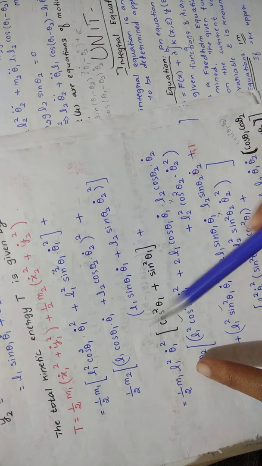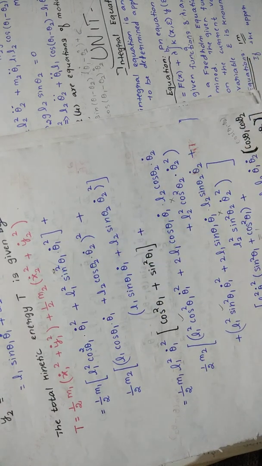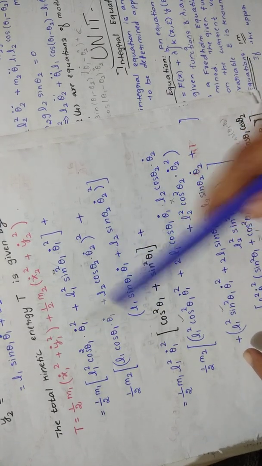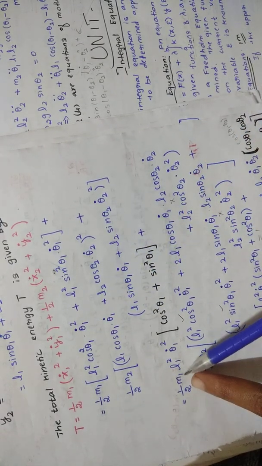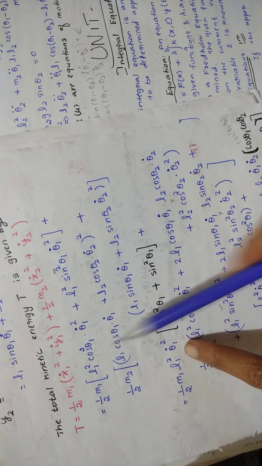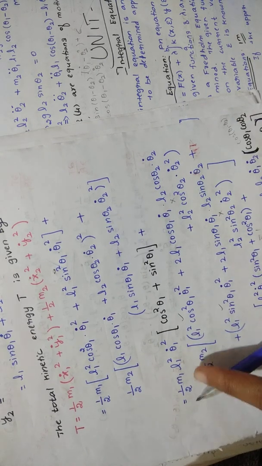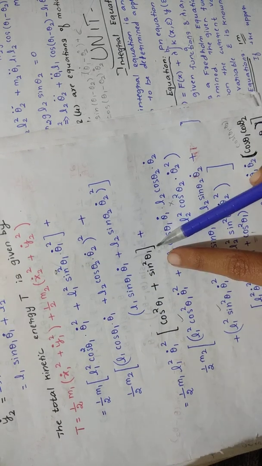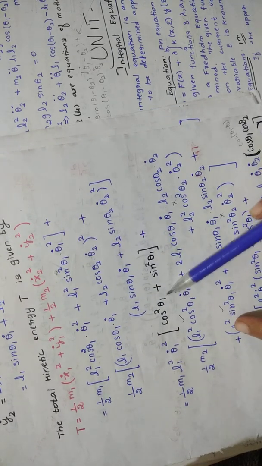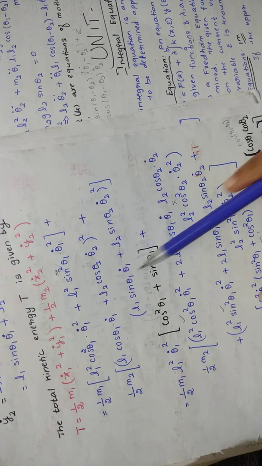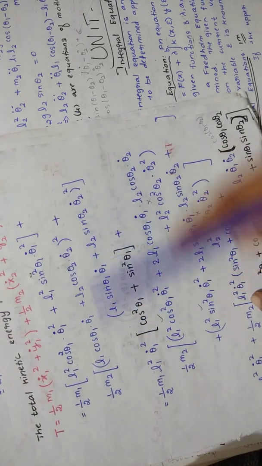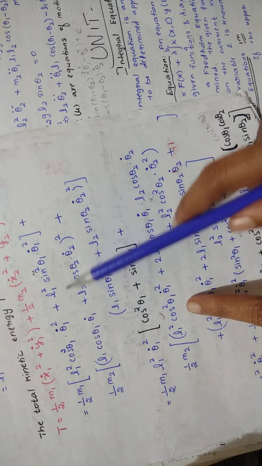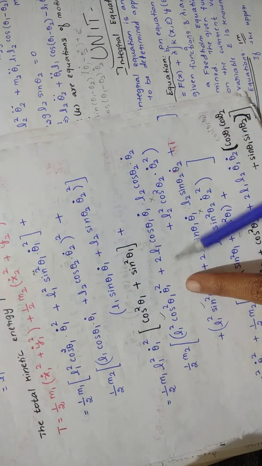From this you are taking cos square theta 1 by 2 m1 L1 square theta 1 dot square common, so that you get cos square theta 1 plus sin square theta 1. We know that the value of cos square theta 1 plus sin square theta 1 is equal to 1, right? And this is the next term, 1 by 2 m1. So look at this.